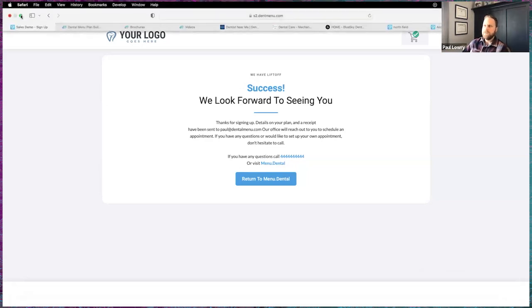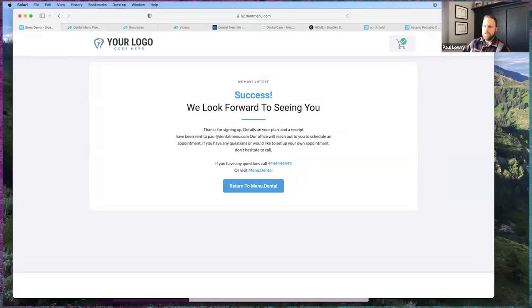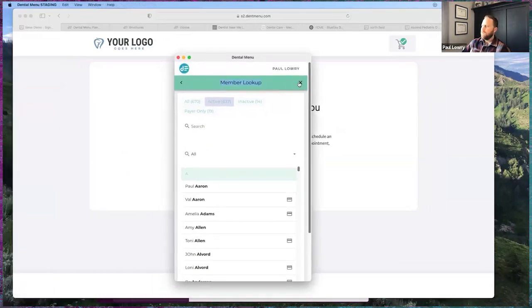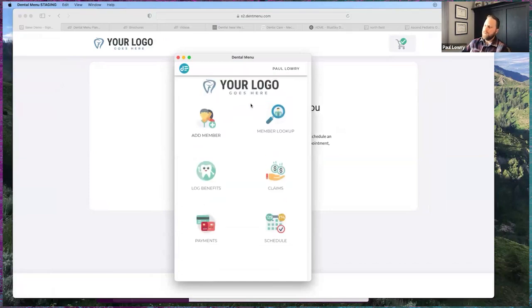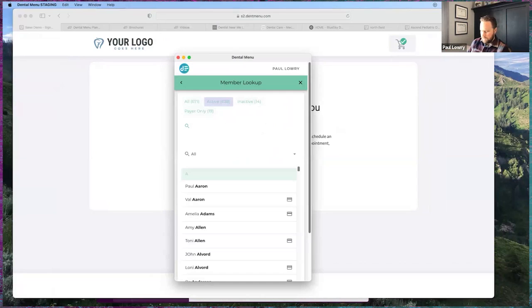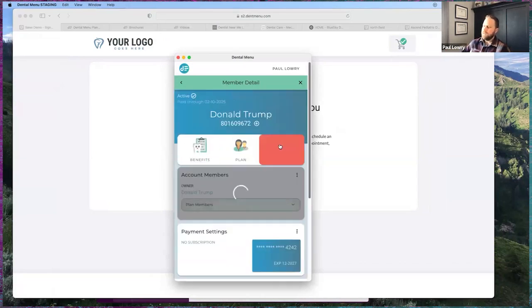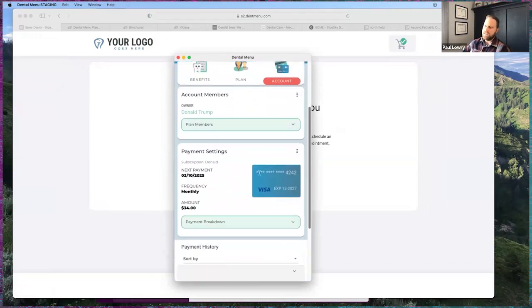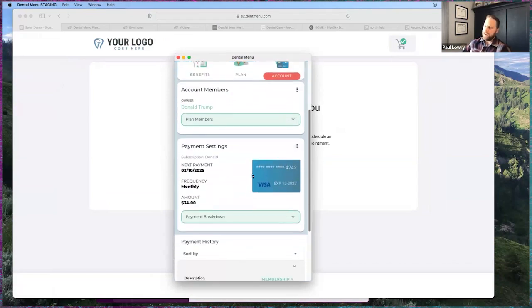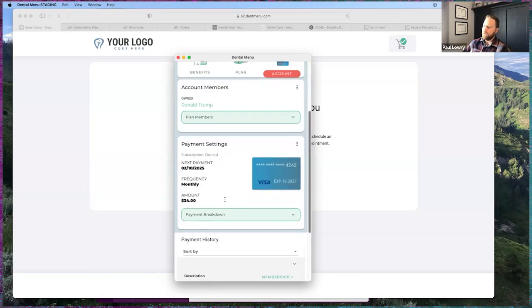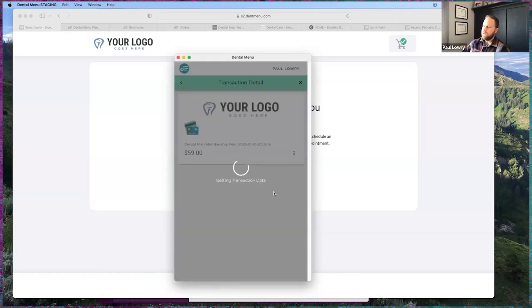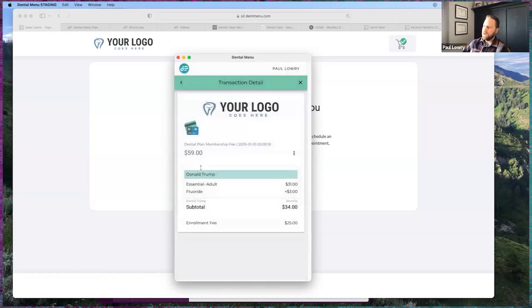let me minimize this one. I can pull it over. There we go. Anytime you look up a member here in the software, we just signed up Donald Trump here. You can see everything with their account right here, all their payment settings. You can update the credit card, change the date or the frequency, or you can drill down and see why he was charged 59 bucks. Here's the breakdown, all that kind of stuff.